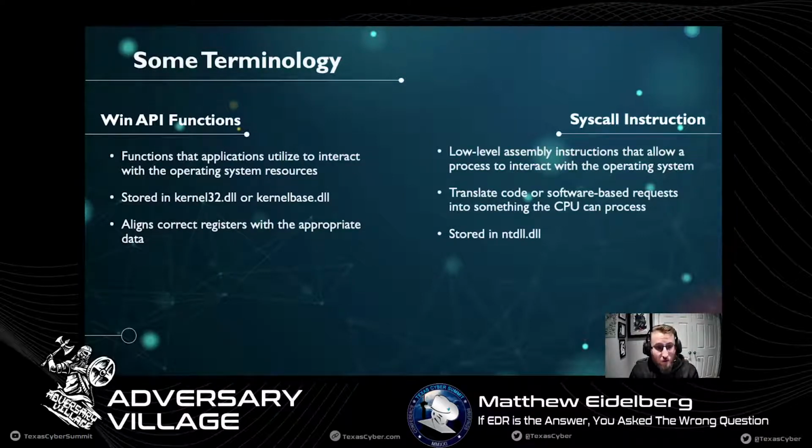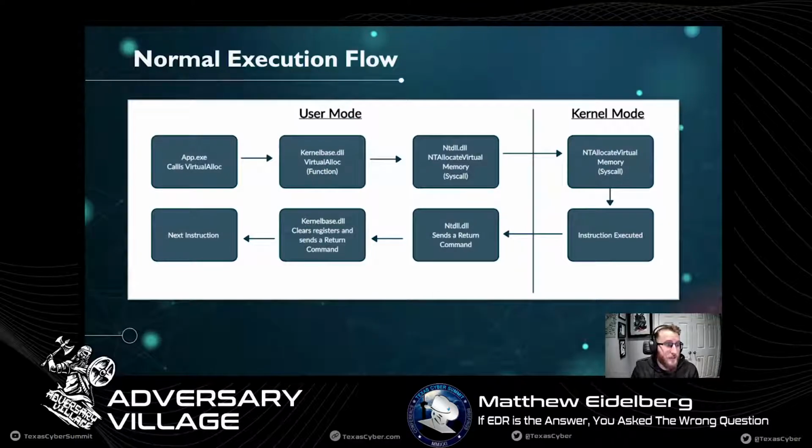And system calls are stored in NTDLL. And those three locations are very important, and we'll touch base on that in a little bit. But as you can see with this example diagram, app.exe calls VirtualAlloc. VirtualAlloc is stored in KernelBase. So KernelBase performs its instructions, sets up all the registers, and then passes the execution on to the system call NtAllocateVirtualMemory, which is stored in NTDLL.